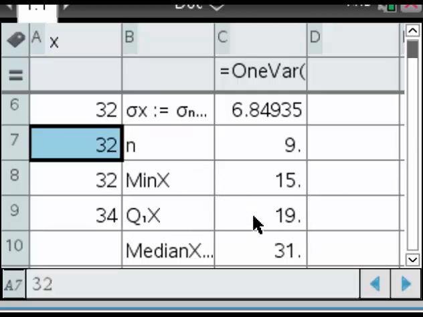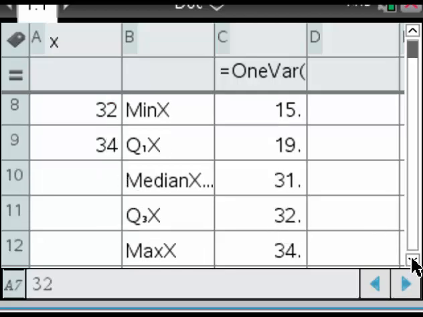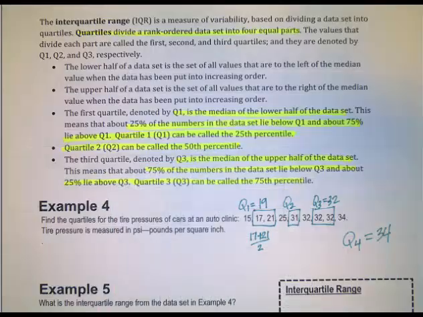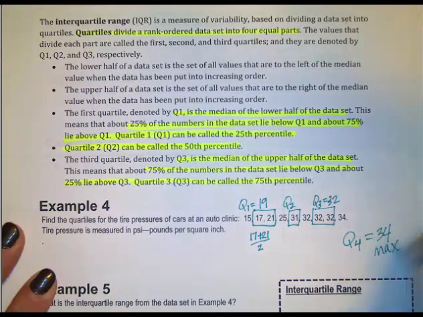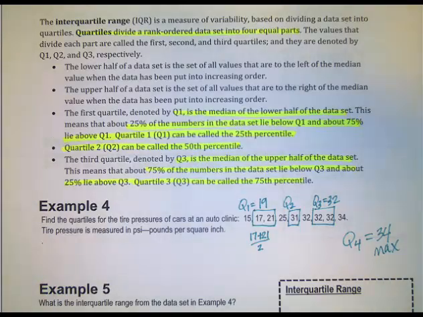So notice quartile 1, 19. The median, which is quartile 2, is 31. Quartile 3 is 32. And quartile 4, or known as the max, is 34. Okay, so that's a great way to check your work, or if you're just lazy, have the calculator do it for you. But you have to know how to plug it in the calculator. So now, example 5.